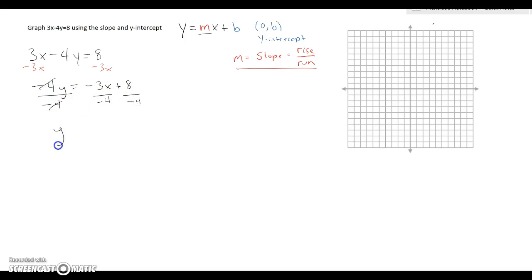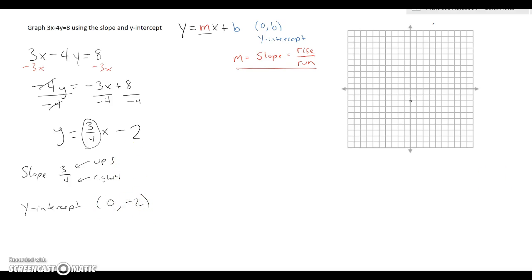These cancel. We get y is equal to -3 divided by 4, which is positive 3/4 x, and then 8 divided by -4 gives us a -2. Now, what's my slope? This is my slope right here, so slope is 3 over 4, and that means we're going to go up 3 and right 4, and then our y-intercept is going to be the point 0, comma, -2.